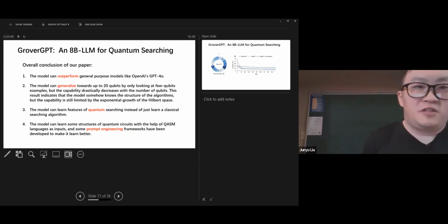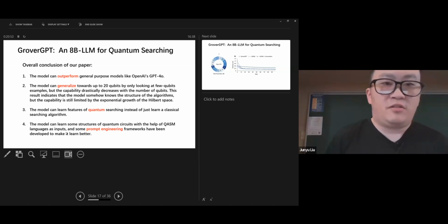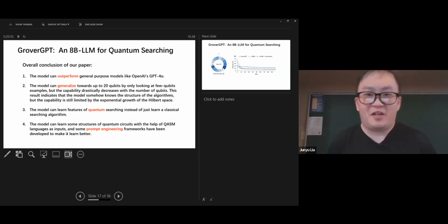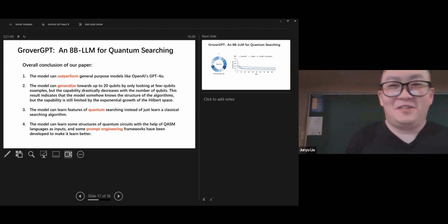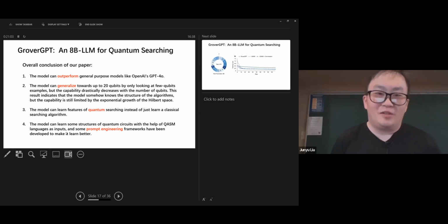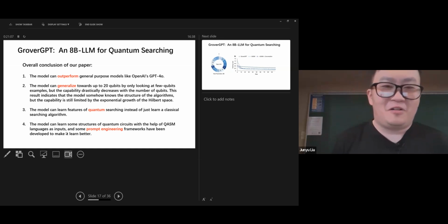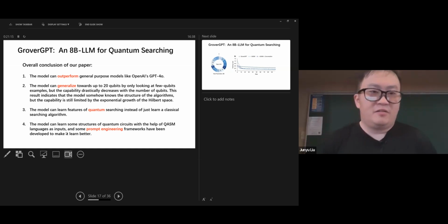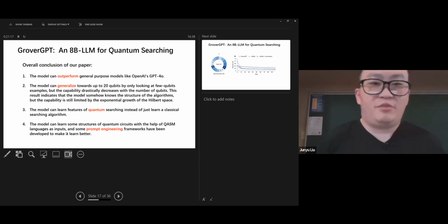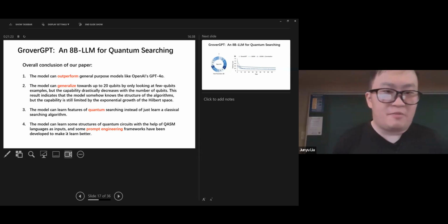The overall conclusion of our first paper in this area is, firstly, that the model can outperform some general purpose models like GPT-4o, because the general purpose model didn't see enough quantum circuits. If we retrain it with a reasonably large number of samples, the model can practice, learn, and get better. Also, the model can generalize up to 20 qubits by only looking at a few qubit examples.